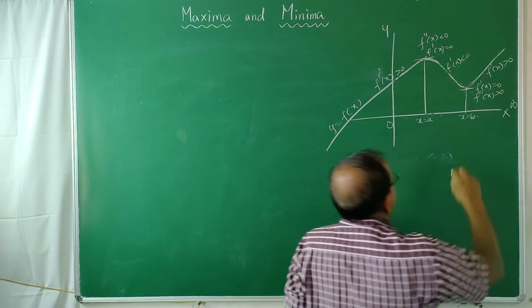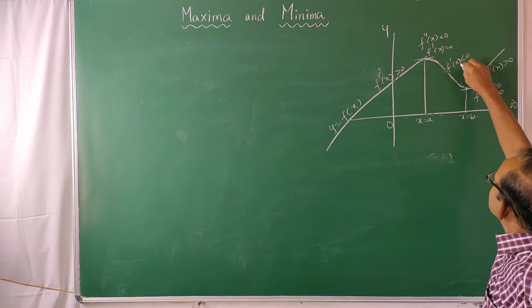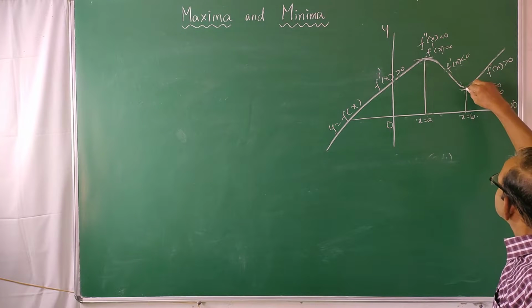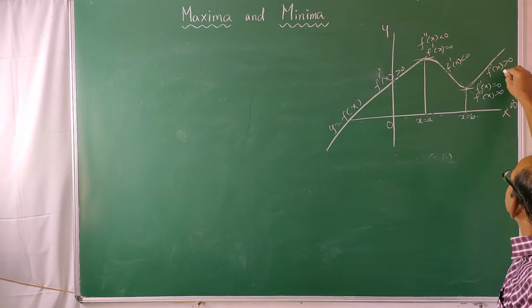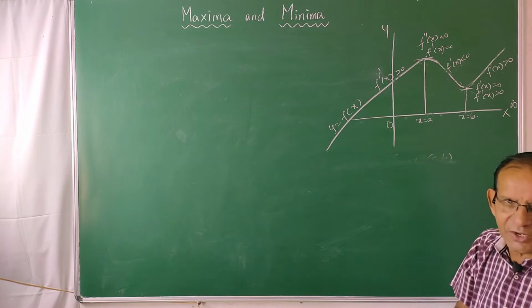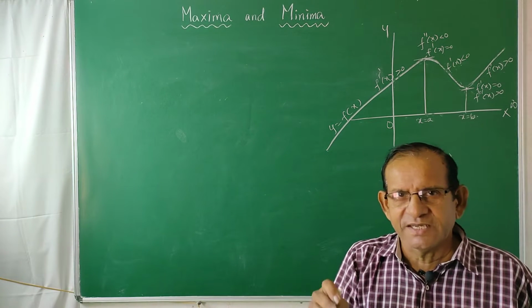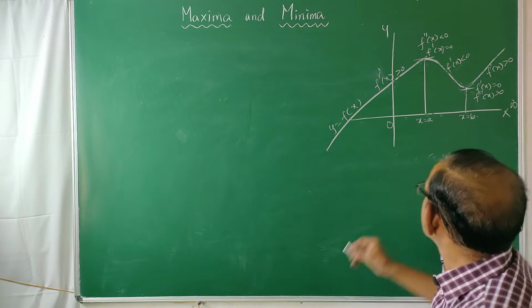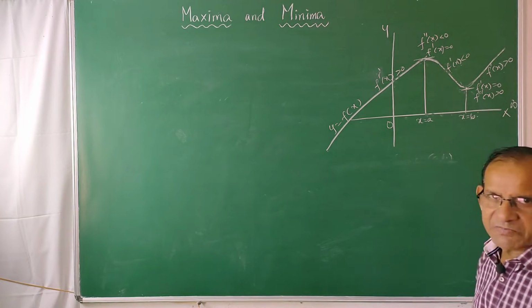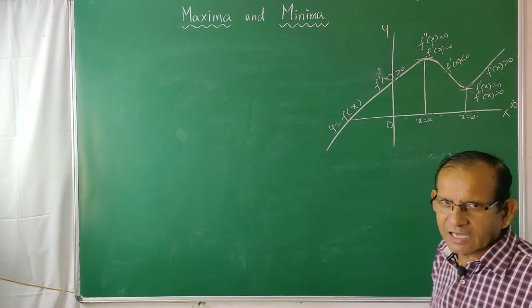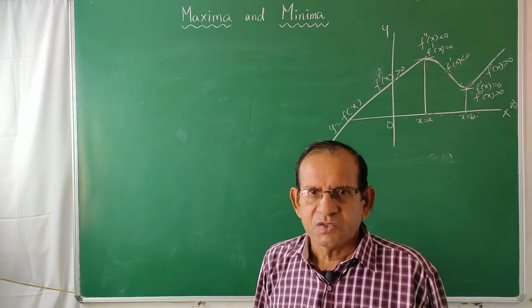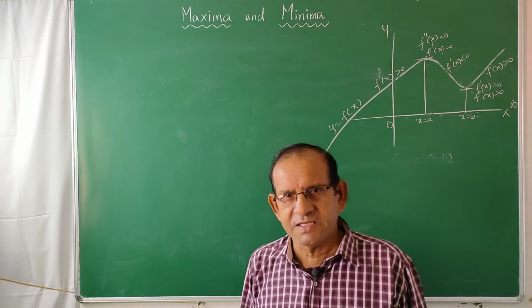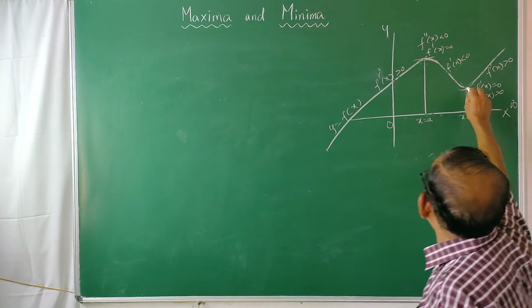And similarly here, f dash x is negative on this side. At this point it is 0, at this point it is positive. Means negative, 0, positive. Means it is gradually increasing. F dash x, not fx. So it is an increasing function just before b and just after b. So at b also it is an increasing function. So its derivative, that is f double dash x, should be positive at this point.